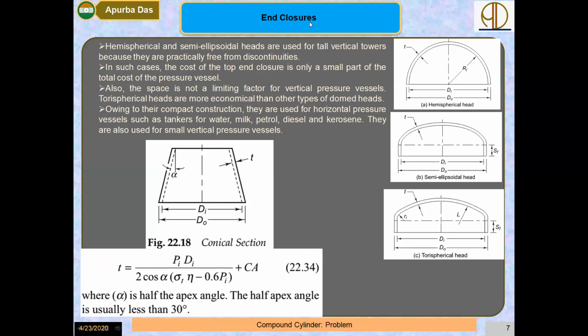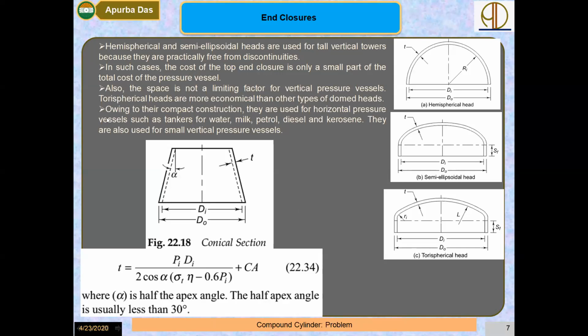So alpha is usually less than 30 degree. So among all these things, which one is preferred? Hemispherical and semi-elliptical heads are used for tall vertical towers because they are practically free from discontinuities, and the top closure is only a small part of the cost of this pressure vessel. And the limiting factor for pressure vessels: toruspherical heads are the most economical of the other types of domed heads.